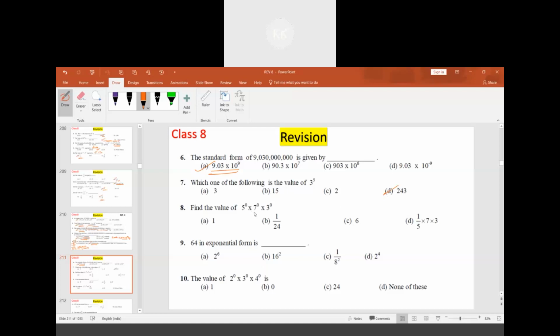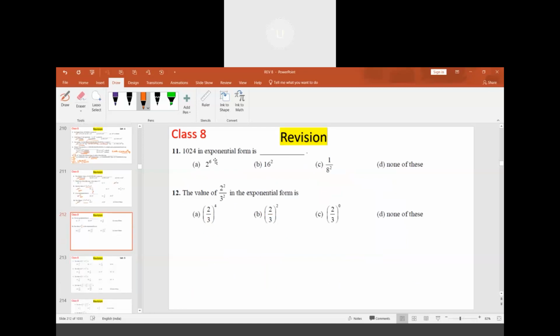Option A, sir. The value of 64 in exponential form is 2 to the power of 6. Option A, sir.